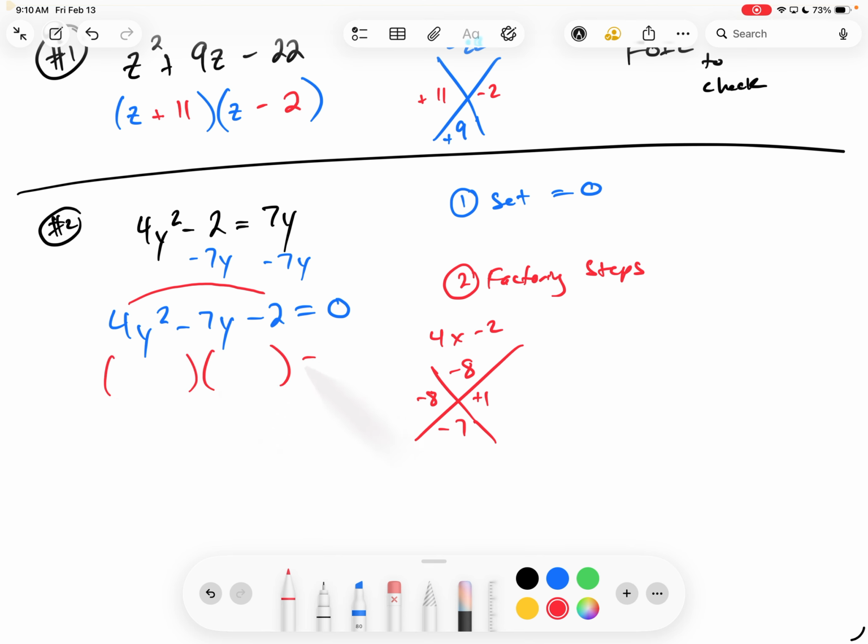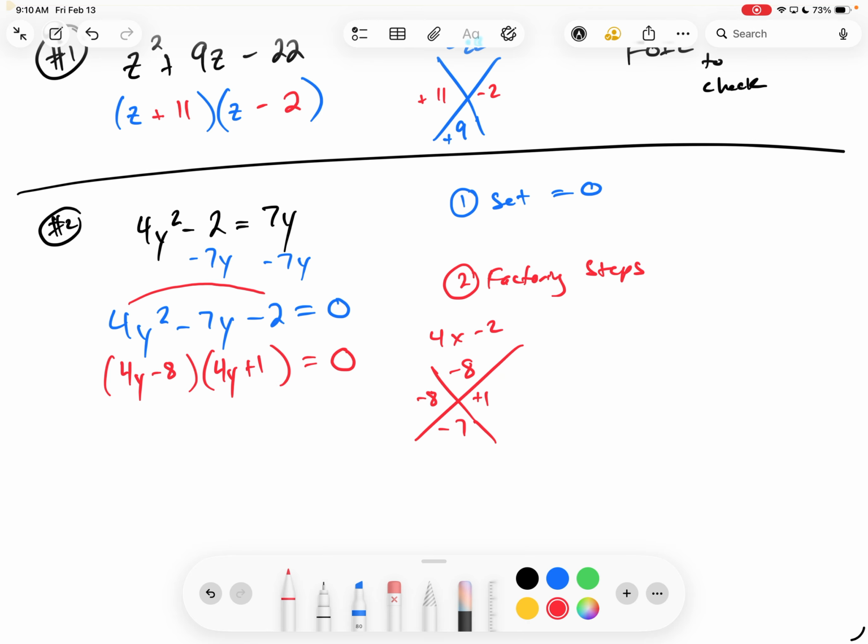And then I can come over here, and this is the way I factor a little bit differently. I do not care how you factor. If you want to do the factor by grouping or whatever, that's fine. But I'm going to put 4y at the beginning of both of these, okay? And then I put my two numbers that I came up with, -8 plus 1.